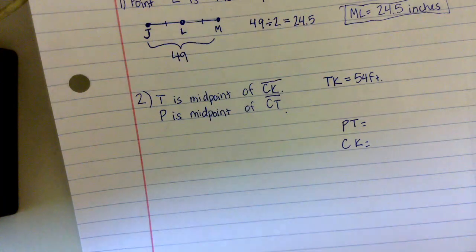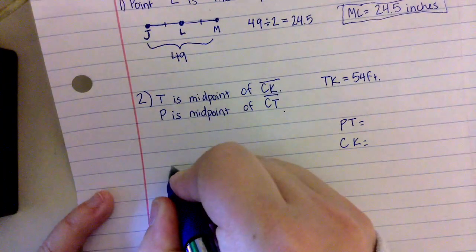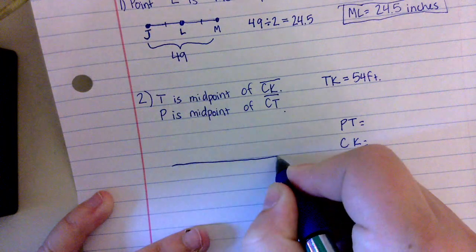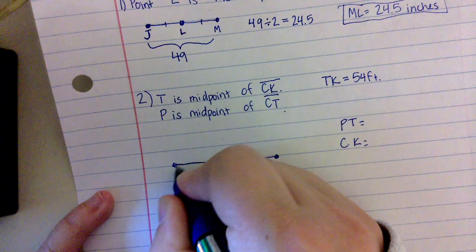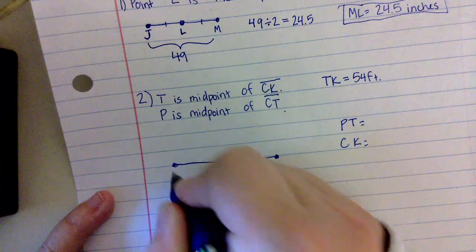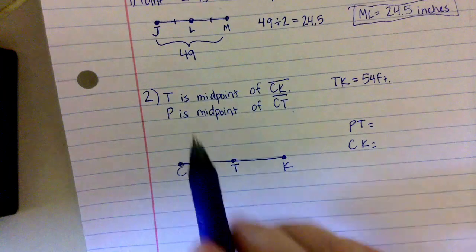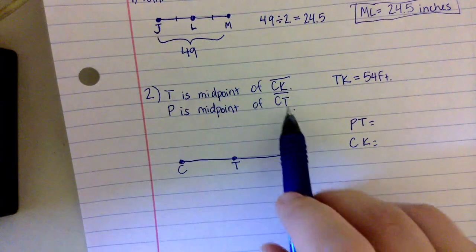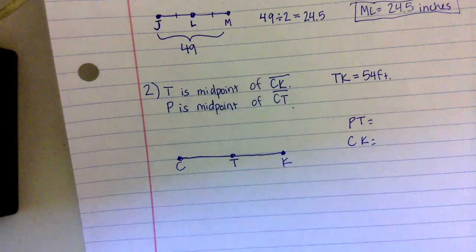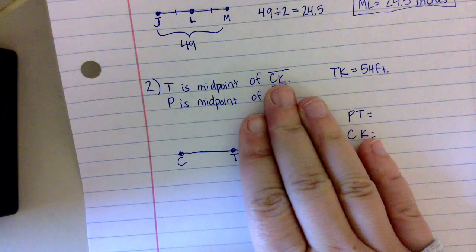So we're going to draw a line. I'm going to just start with this first part. T is the midpoint of CK. So I'm going to draw a line. Put a midpoint. Okay, T is the midpoint of CK. All right, now P is the midpoint of CT. So I'm looking at C to T. So I'm ignoring that K because that's on the other side. And P is the midpoint of that.